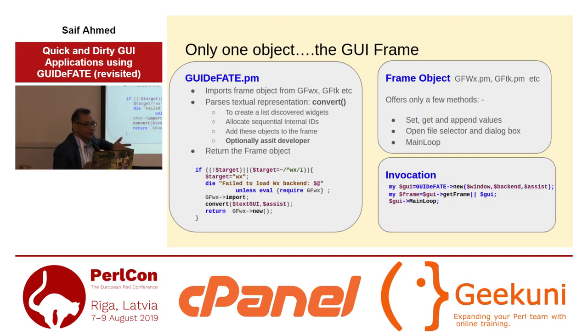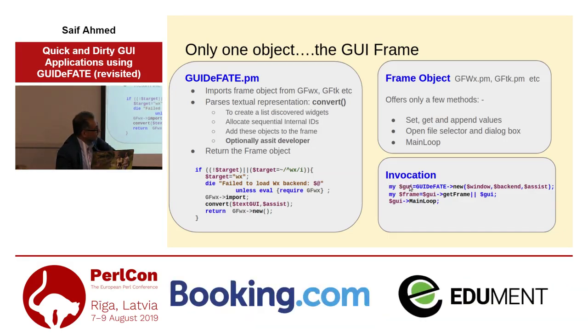And there are only a few widgets, few interactions you can have. You can set a widget, you can get a widget's value, and you can create one. And it is invoked simply. Yeah, you invoke it by using GUIDeFATE, pass a textual representation, choose the backend you're going to use, and there is an assist function. It can give you some assistance on how to use that as well.